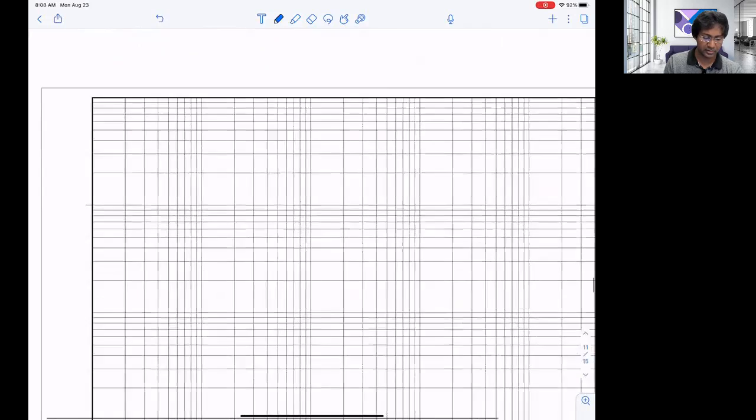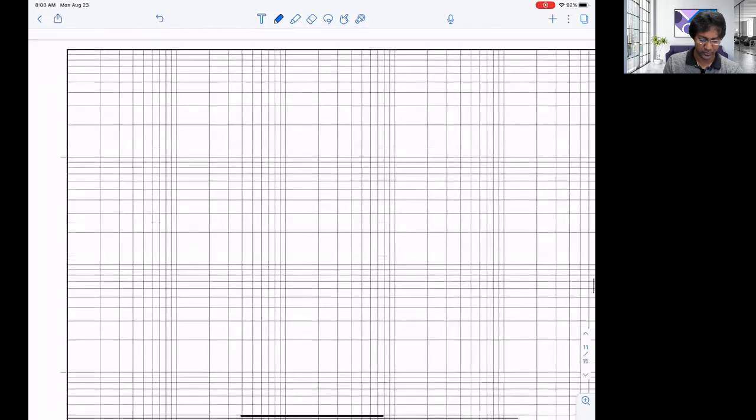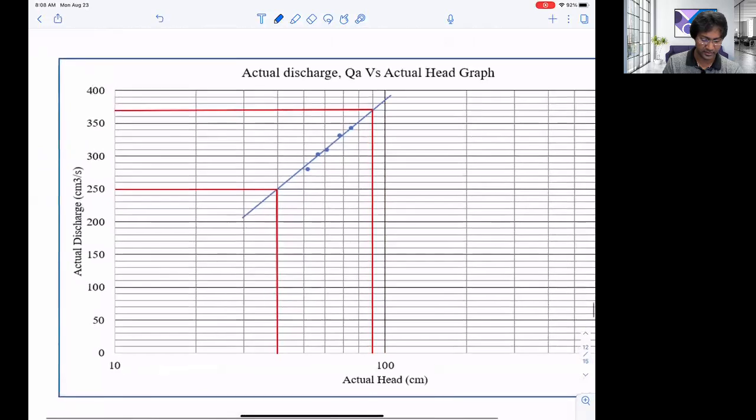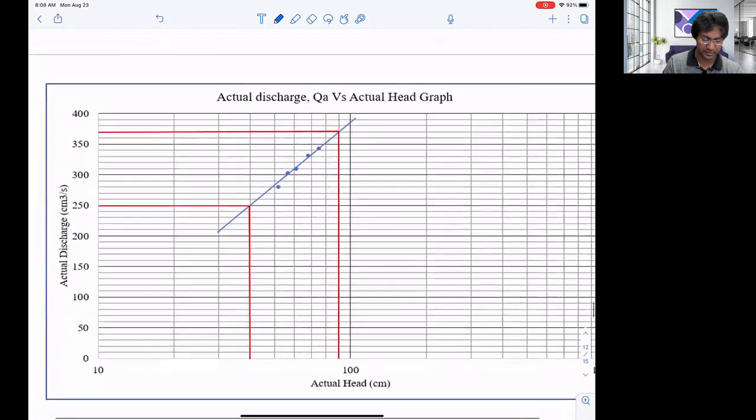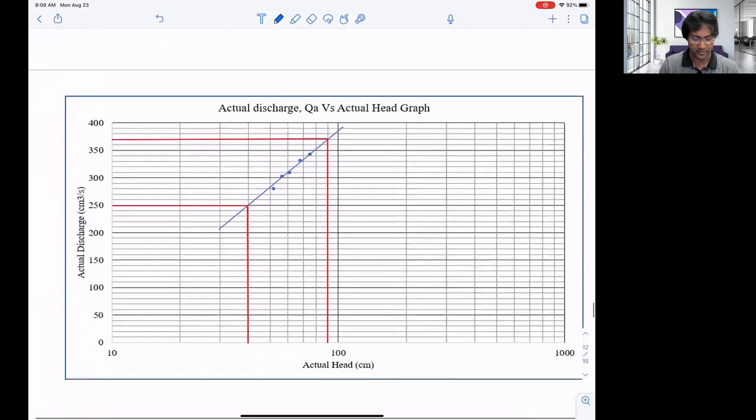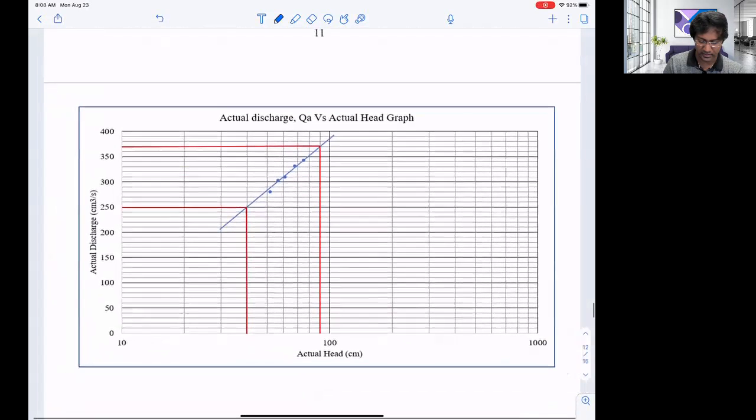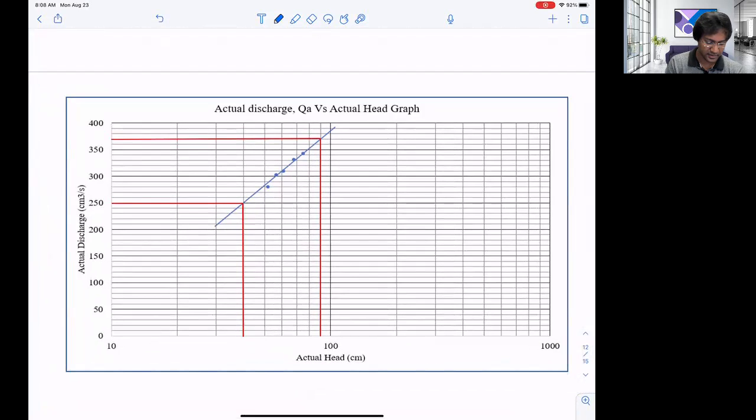So this is the log-log graph paper we saw before. I plotted this already, so I'll show you the calculation. We have actual head along the x-axis and actual flow rate along the y-axis. I drew one average line, the blue line you can see, and from this blue line I'm reading 2 different points, one here and another here.